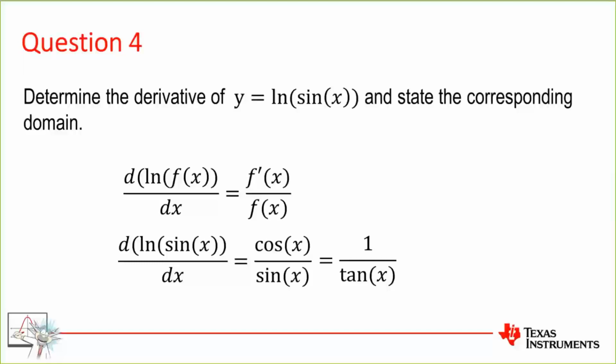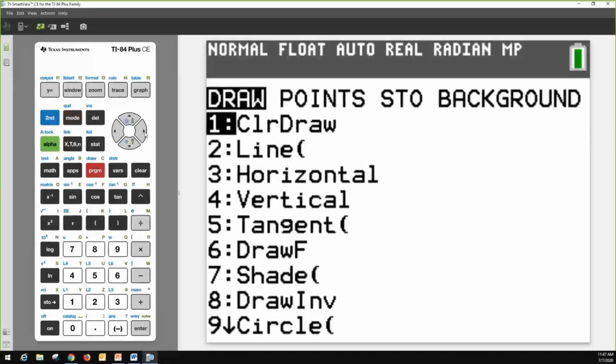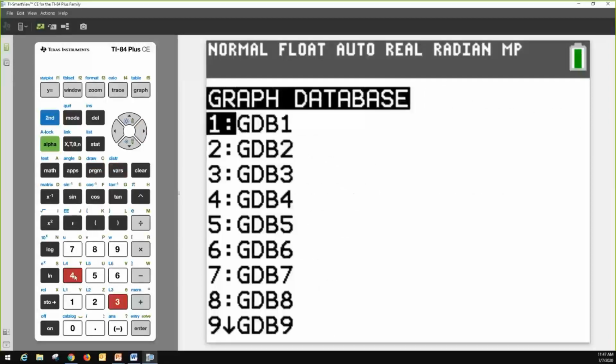Let's have a look at the calculator. How can we use the calculator to check or inform us or make us think more about this question? Again, I've put the question into a graphical database just to bring the information back a lot quicker. So I'll recall, and it's question number 4, so I'll recall graphical database number 4.